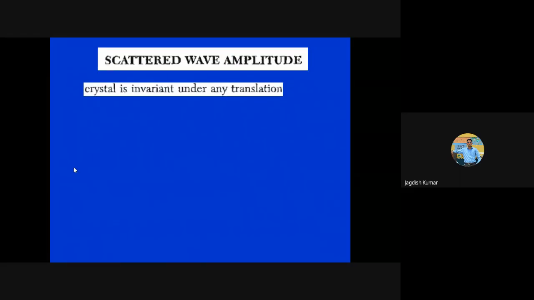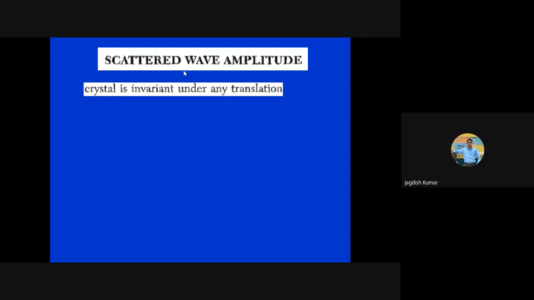Now let us proceed further towards how we can calculate intensity, and what is the more general description of X-ray diffraction caused by a crystalline substance. Basically, what we need to find out is the scattered wave amplitude. What is the amplitude of the scattered wave? Once we know the amplitude of the scattered wave, you can find out the intensity from A star A. If you know the amplitude of any wave, A star A will give you the intensity. So our first objective is to find out the amplitude of the scattered wave.